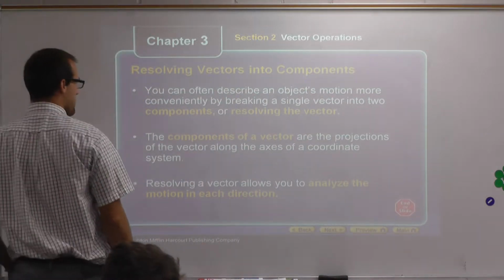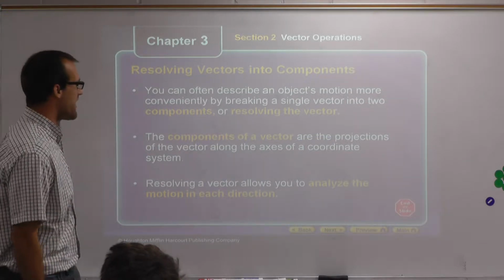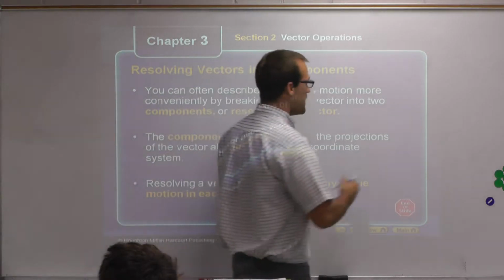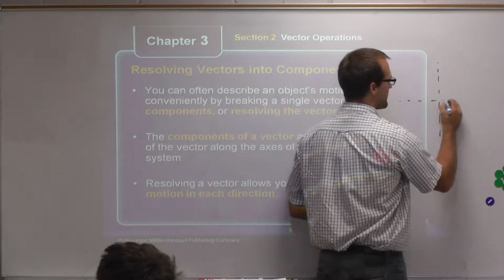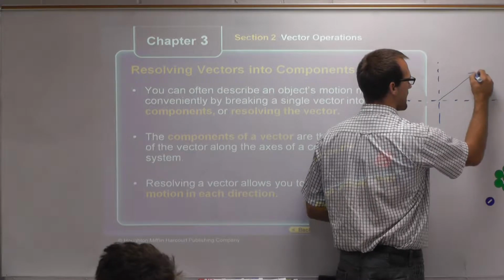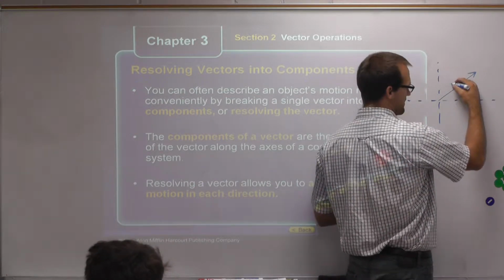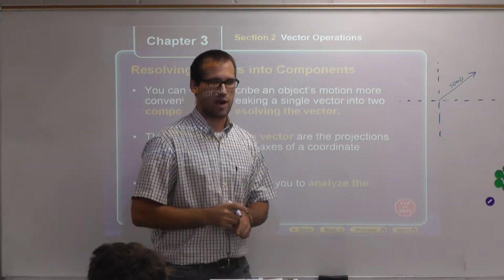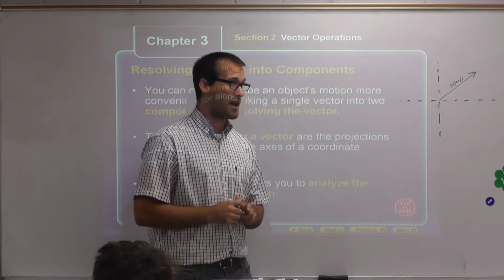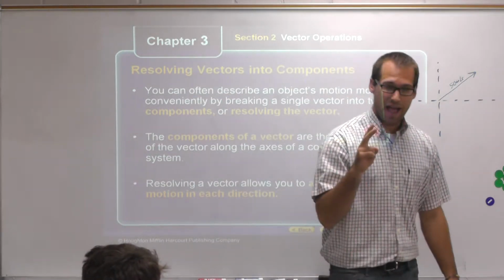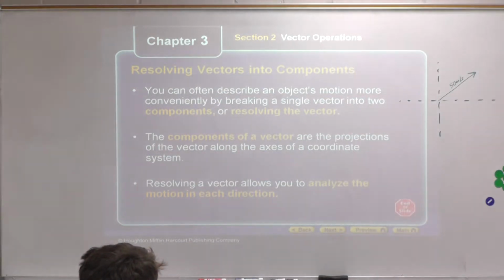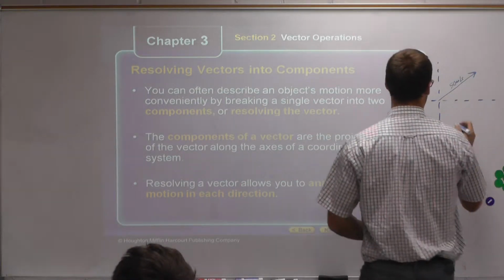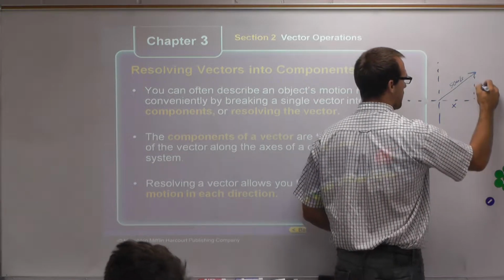Okay, you can often describe an object's motion more conveniently by breaking a single vector down into its components. Here's what I mean. I have an x, y-axis here, and I have a single vector, and I know that it's 50 meters per second. I could take that single vector and break it down into its x component and y component. Any two-dimensional motion has a certain portion that's going horizontal and a certain portion that's going vertical. So I can figure out the x component and the y component.